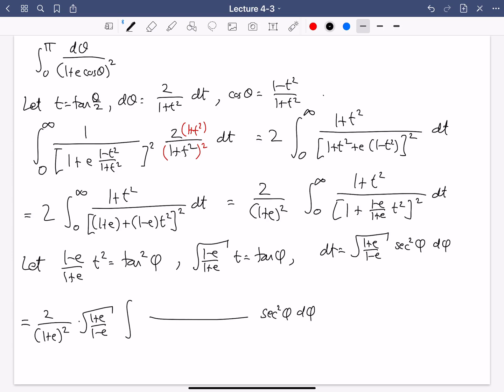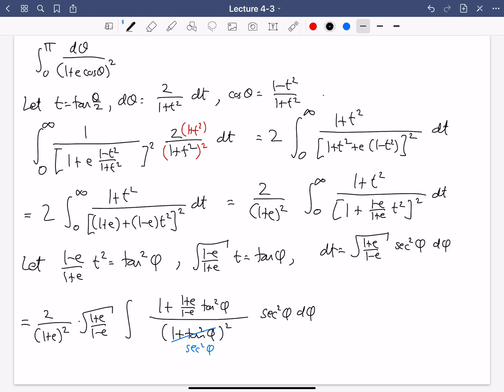And the point is that on the denominator, I'm going to have 1 plus tan squared phi, all squared. I've still got the numerator, right? 1 plus t squared, which is what? 1 plus e over 1 minus e tan squared phi. It might not look any better to you, but we're actually very close because this is sec squared phi. And so some sec squareds cancel.